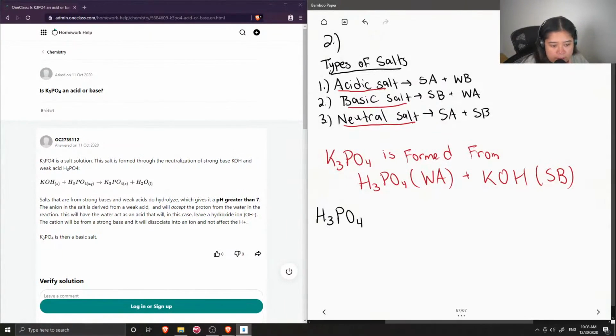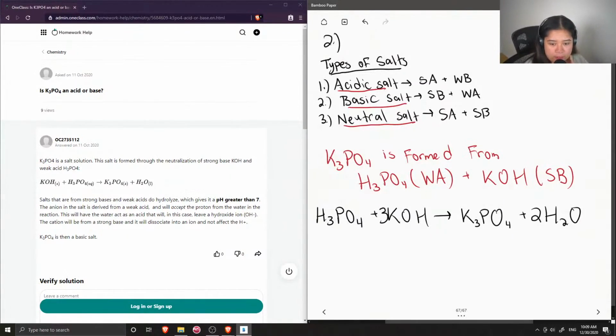We have our weak acid plus our strong base reacts to form K3PO4 plus water. Okay, so if we were to balance this equation, we'd need a 3 in front of the potassium hydroxide. And now we have 6 hydrogens and 7 oxygens. So let's see if we put 2 in front of H2O. And now everything should be balanced.